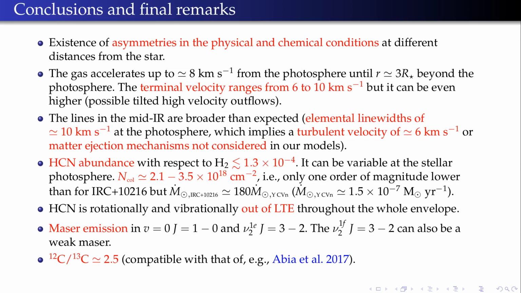Several questions arise. Is Y CVn a peculiar star, or are the asymmetries common in envelopes of low mass loss rate carbon stars? Have they anything to do with the J-type character of Y CVn?